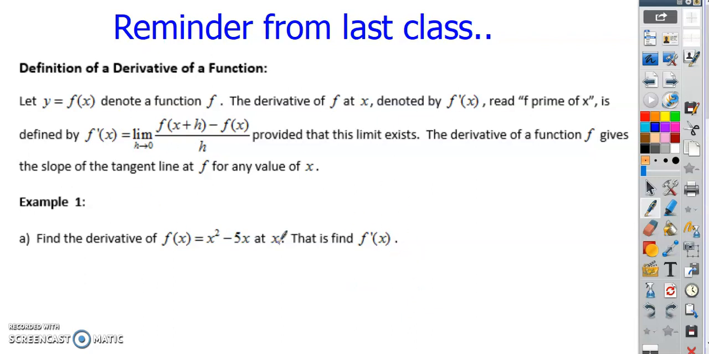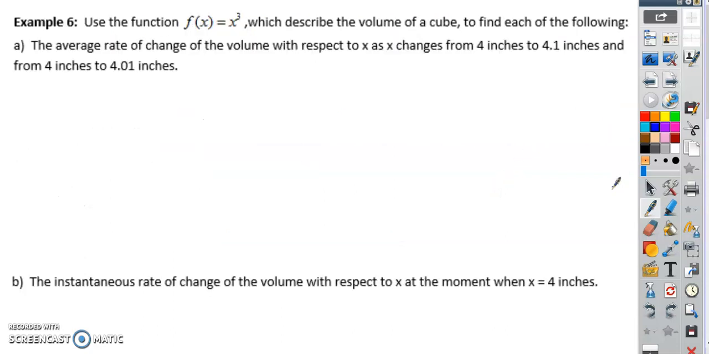So, what is a derivative? A derivative is when we take the limit of the difference quotient and it gives us the slope of the tangent line. Remember, slope is rate of change. So we're looking at the rate of change of a function when we look at derivatives.